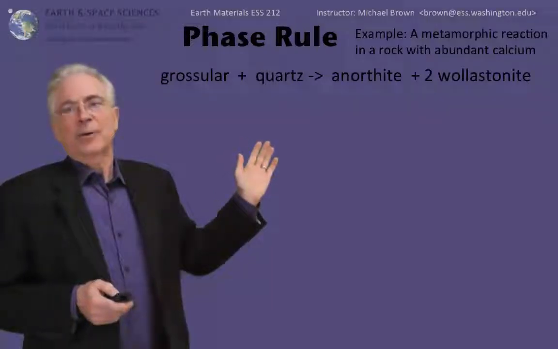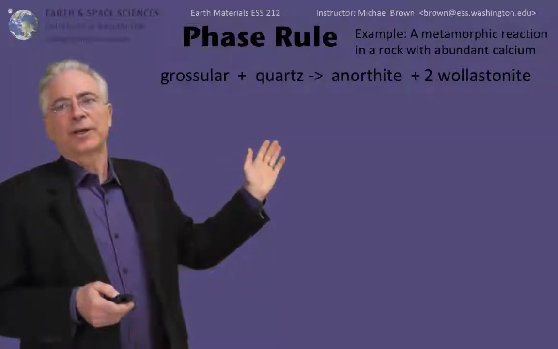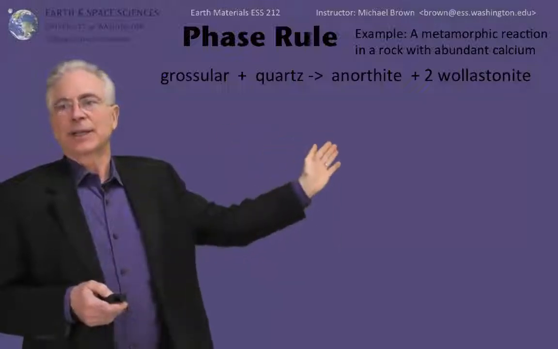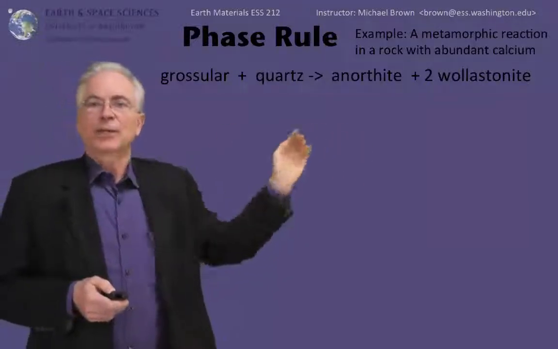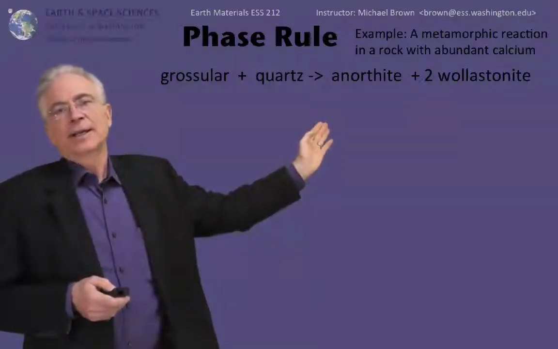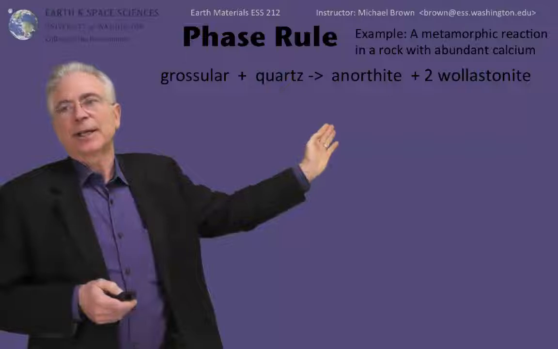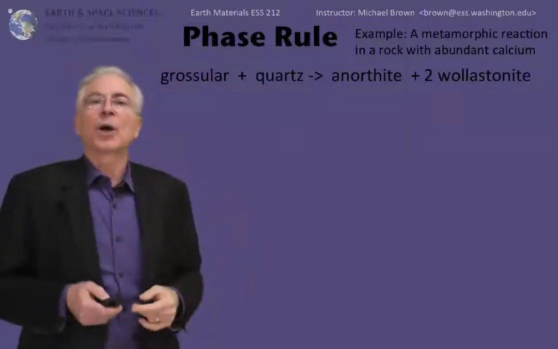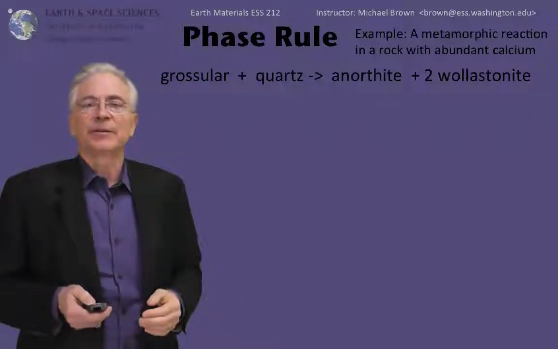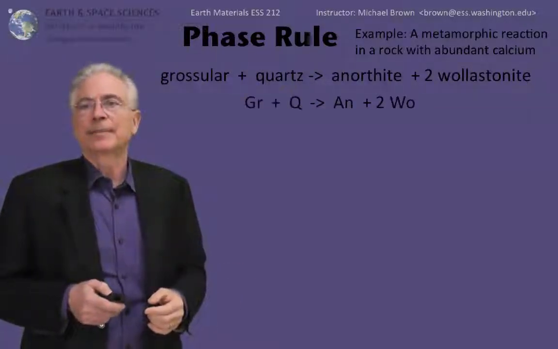On the left side of the equation, we have grossular garnet plus quartz. Those two react together to give anorthite plus wollastonite. Anorthite, there's the calcic plagioclase, and wollastonite, that's a pyroxenoid. It's the calcium end member on the ternary of the pyroxenes.